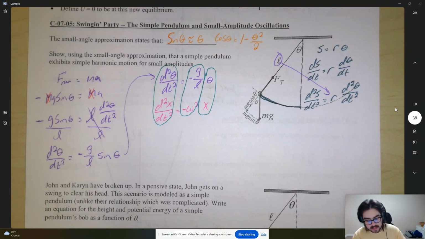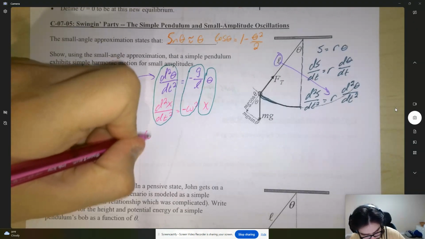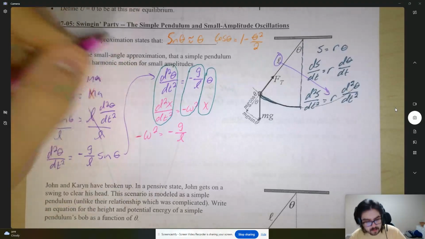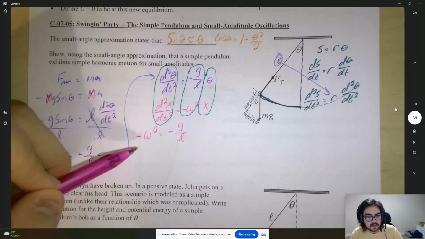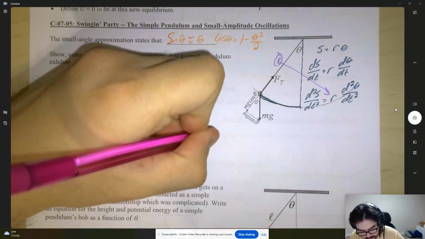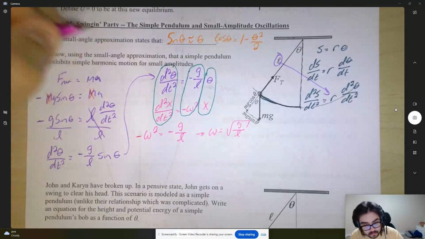So we guess negative omega squared is equal to negative g over L. If I drop the negatives on both sides and take the root, I end up getting that omega should be equal to root g over L. Okay?